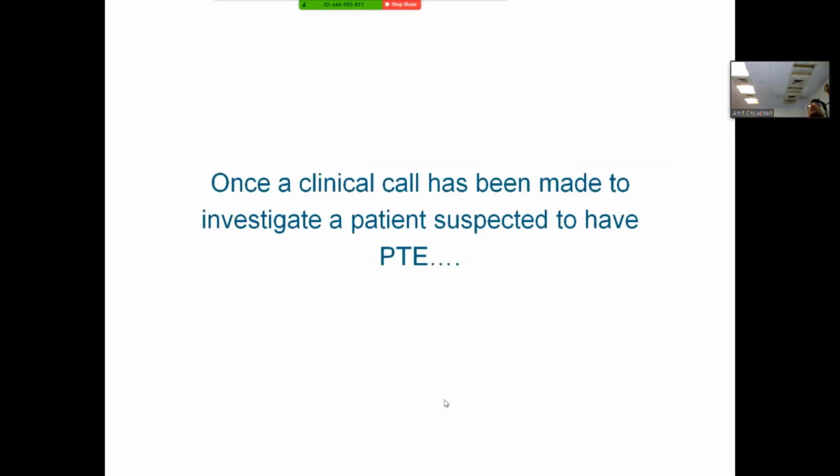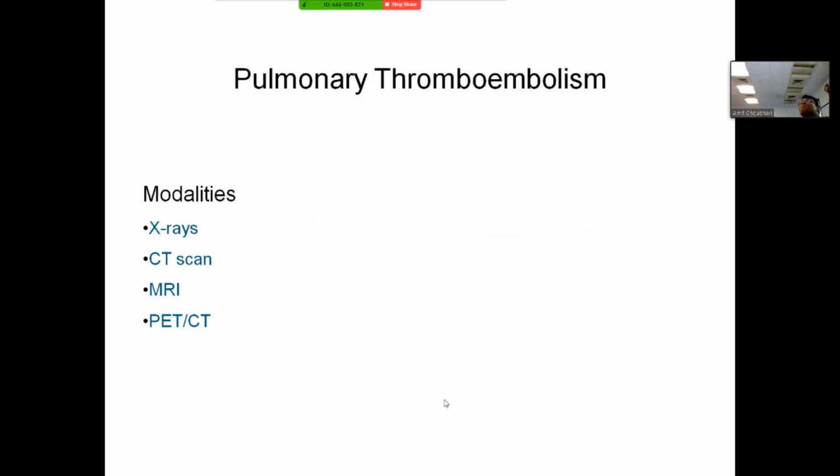What will you do once a clinical diagnosis has been made, to investigate a patient suspected of pulmonary embolism? These are the modalities we have in our department. X-ray is there, CT is there, MR is there. PET CT we do not have, but usually we call for it.